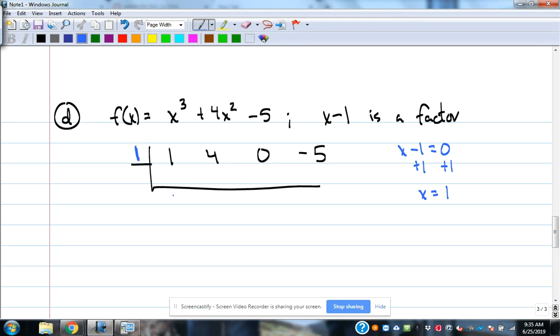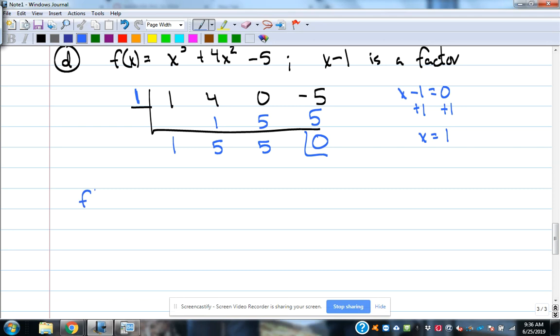Okay. Drop the 1 and then do your synthetic division. 1 times 1 is 1. 4 plus 1 is 5. 5 times 1 is 5. 0 plus 5 is 5. 5 times 1 is 5 again. And -5 plus 5, there's the 0 in the remainder spot. So that means they told me it was a factor, I verified it with synthetic division, and that also helps me in factoring this polynomial. I know x minus 1 is a factor, and then this part right here gets me x squared plus 5x plus 5.